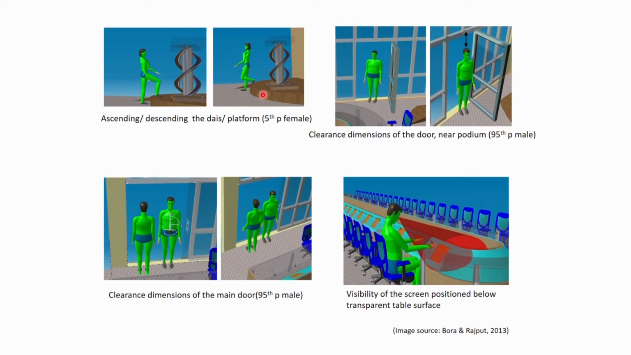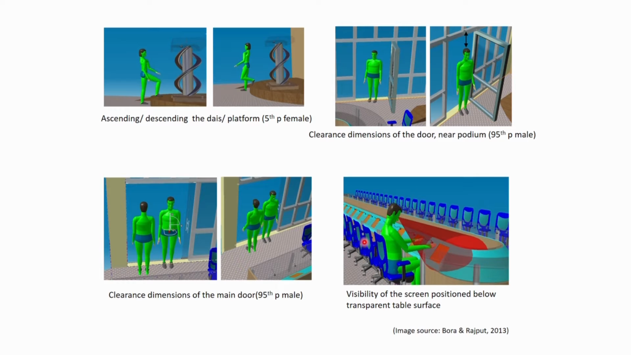Then the height of the dais was also evaluated, and ascending or descending by a smaller person is possible. Then the door dimension of the door near the podium as well as the other door was studied, and it was found that the door dimension is sufficient for the main door. Two persons side by side, taking the larger body dimension of the 95th percentile with their bideltoid breadth, can easily pass side by side without any collision.